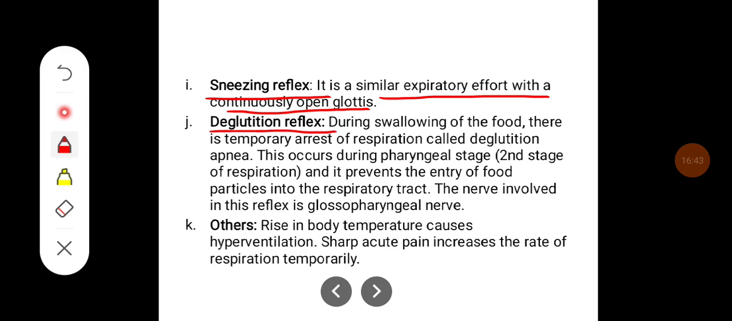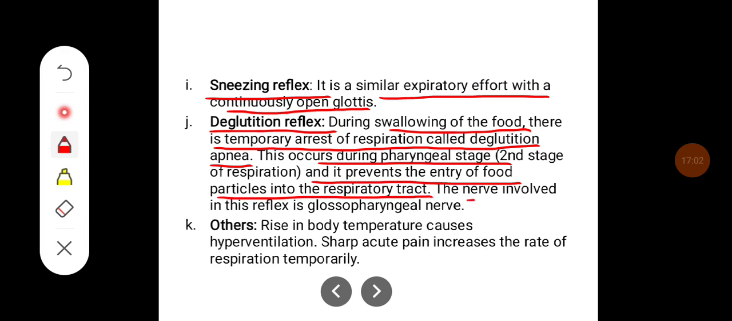Then we have the deglutition reflex. During swallowing of food, there is a temporary arrest of respiration, called deglutition apnea, and this occurs during the pharyngeal stage, the second stage of deglutition, and it prevents the entry of food particles into the respiratory tract. The nerve involved in this reflex is the glossopharyngeal nerve.